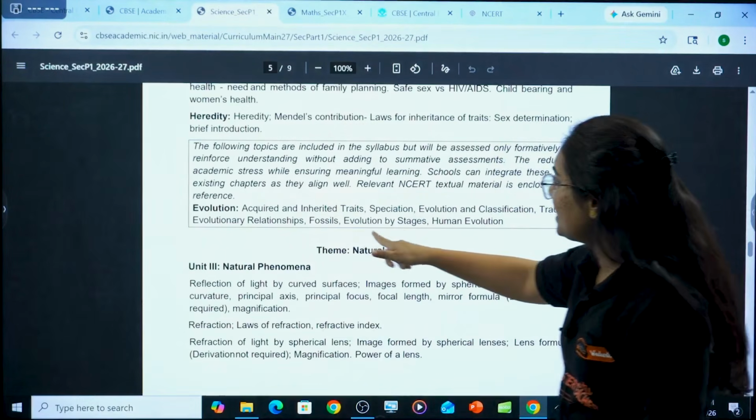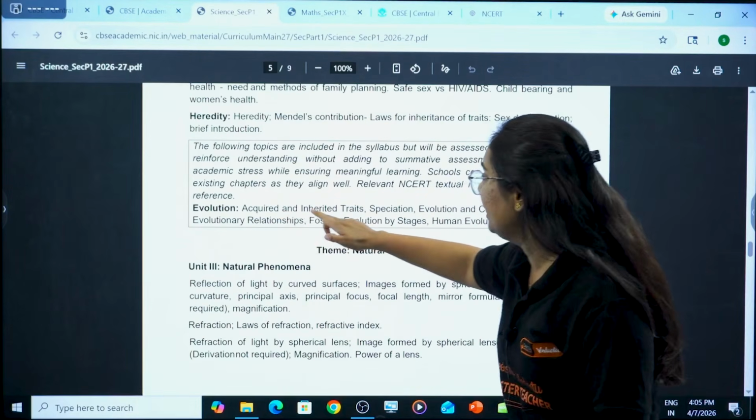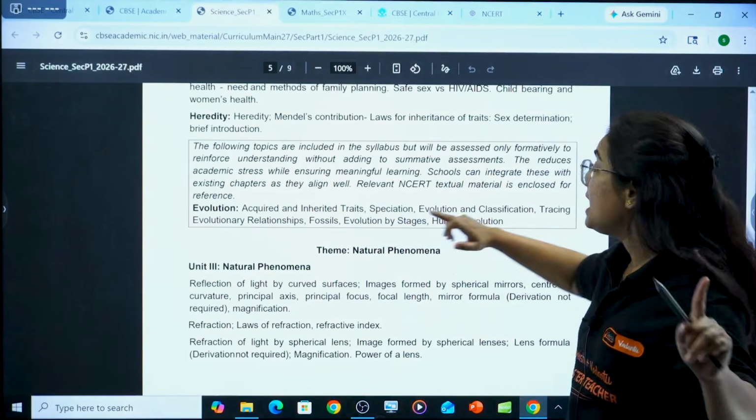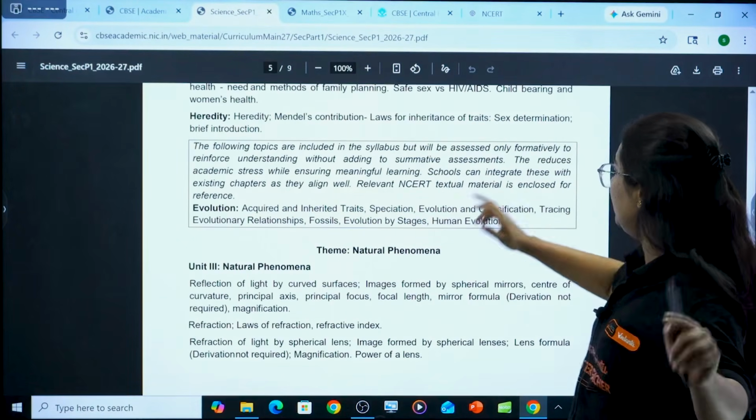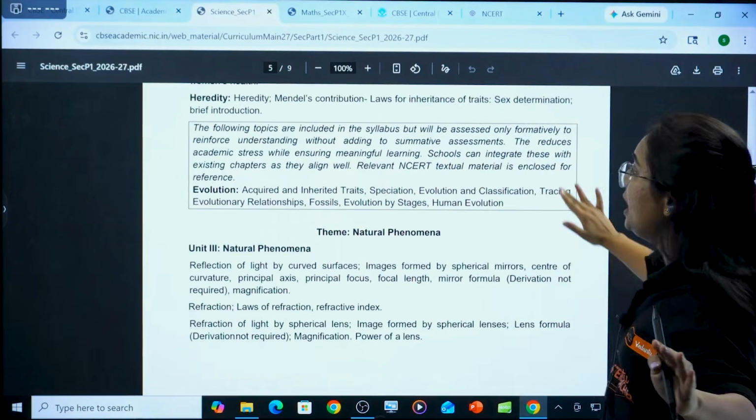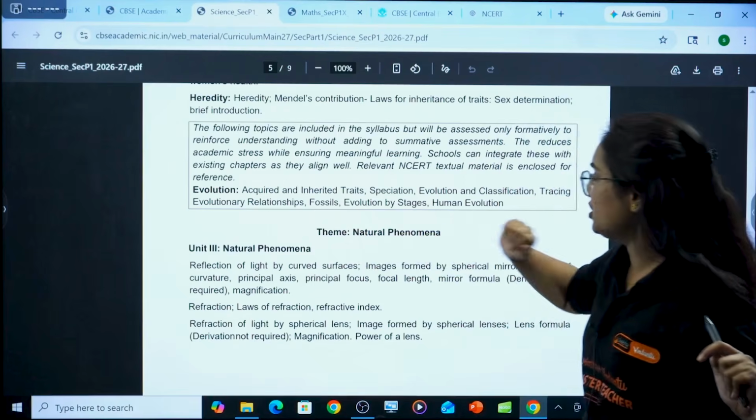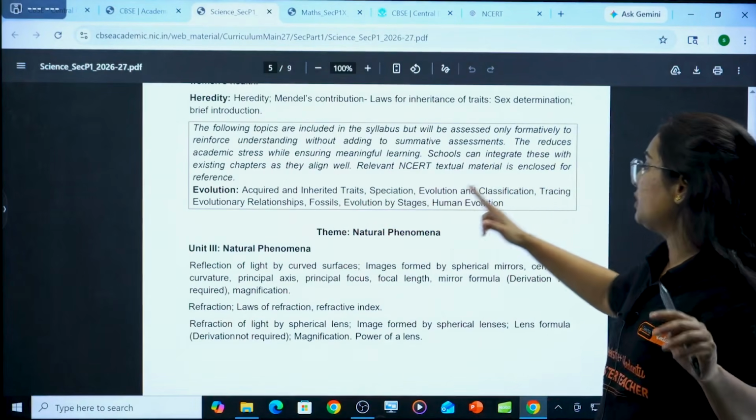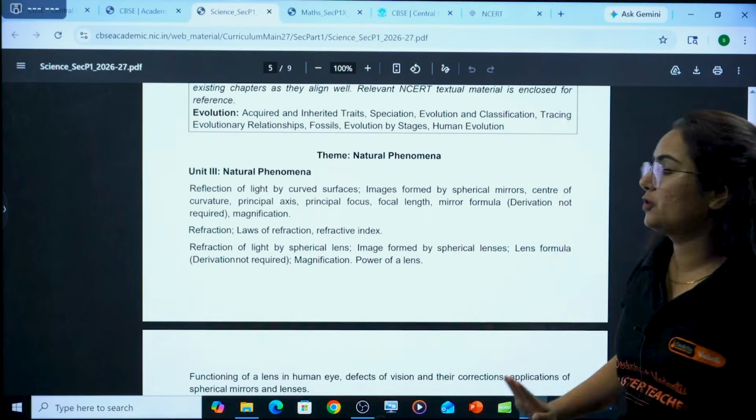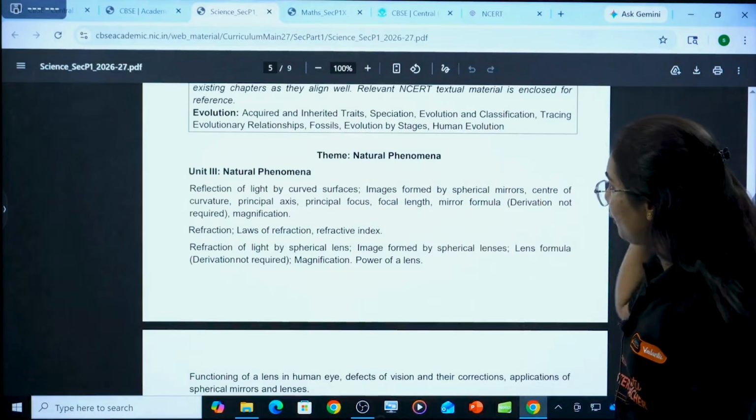So what are the topics which are in the evaluation? Acquired and inherited traits, speciation, evolution, classification, tracing evolutionary relationships, fossils, evolution by stages and human evolution. Okay, let's move to physics now.